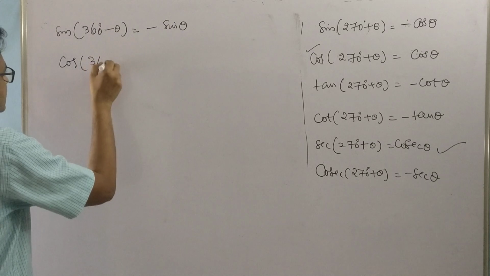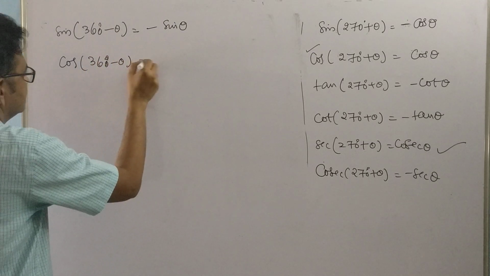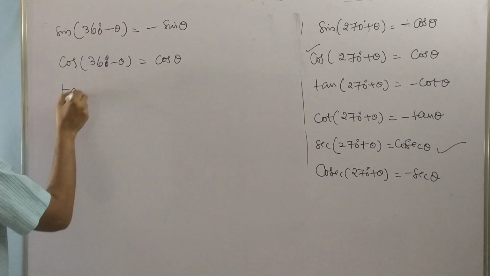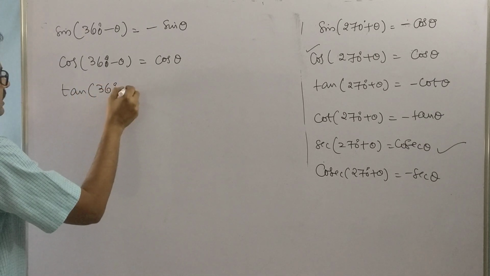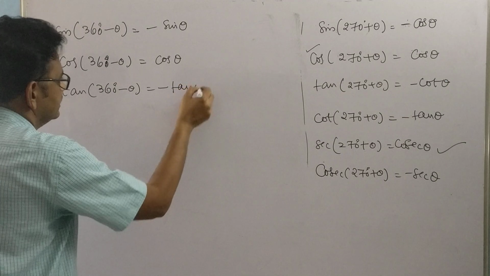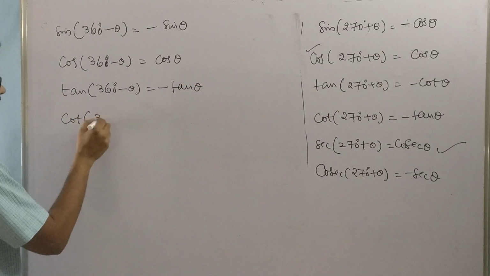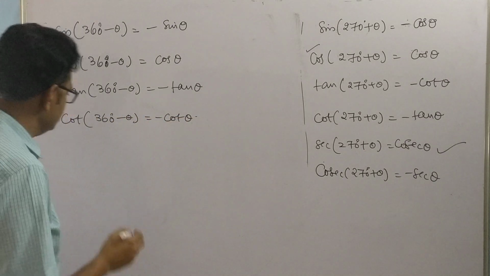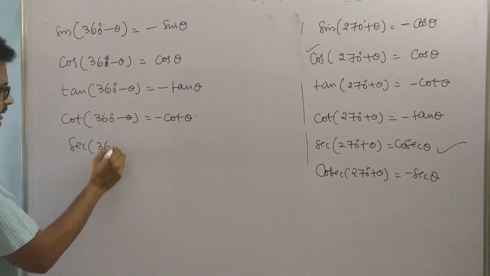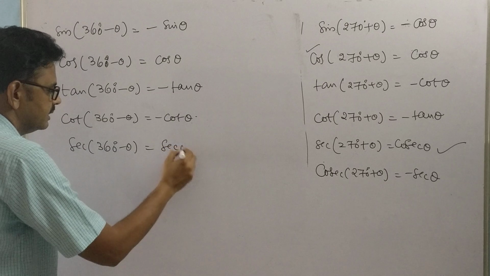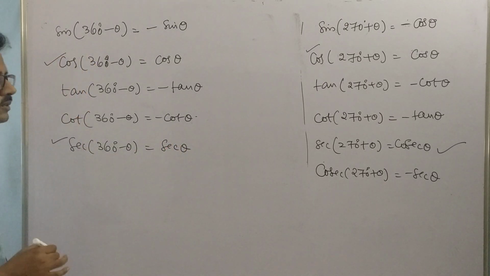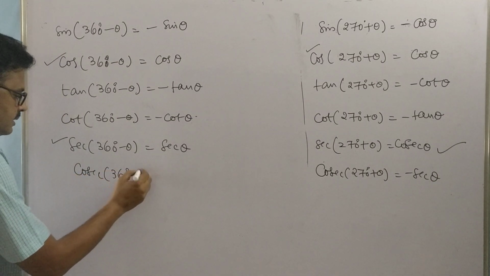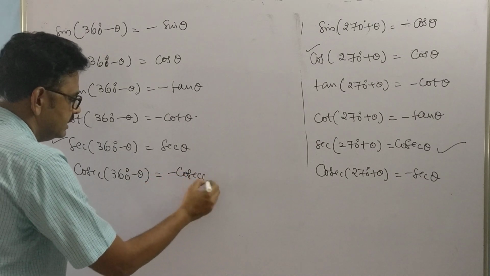Cos of 360 degrees minus theta is equal to cos theta because cos is positive in the fourth quadrant. Tan of 360 degrees minus theta is equal to minus tan theta. And cot of 360 degrees minus theta is equal to minus cot theta. And secant of 360 degrees minus theta is equal to secant theta because this is positive. These two are positive in the fourth quadrant. And cosecant of 360 degrees minus theta is equal to minus cosecant theta.